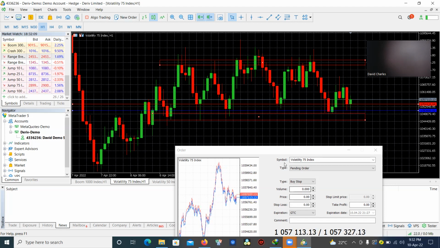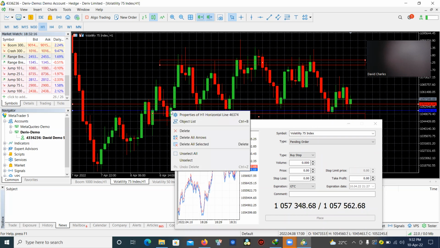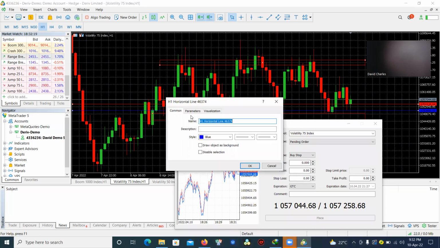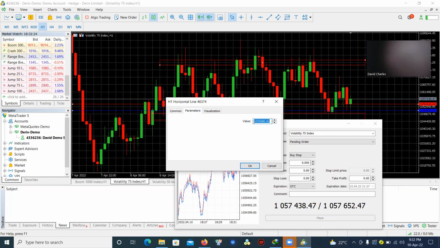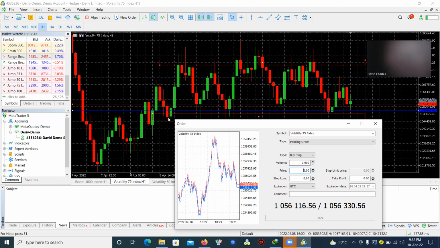What you do is you come here to your order. From here, once you identify where exactly you want to enter, when you come to properties, it will give you this value. With this value, this is what you copy and paste here at price. Now, you're doing this before this candle has actually manifested to where it is.